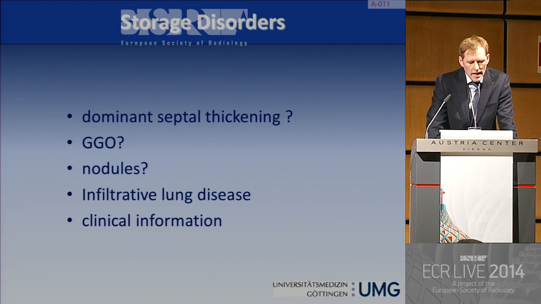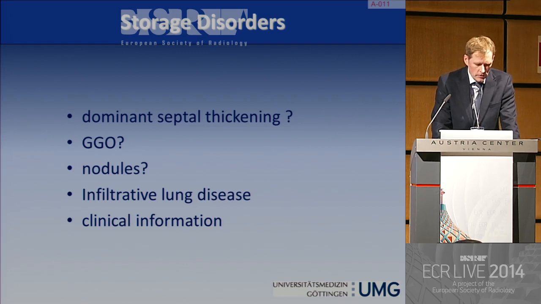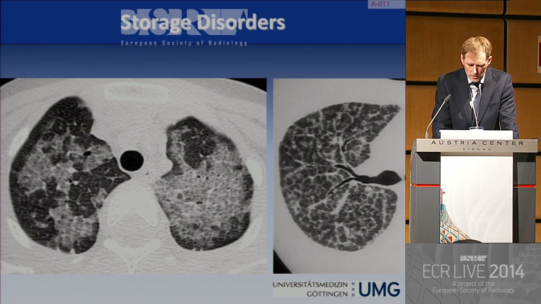Is there any evidence of possible storage disease? So do we have predominant or dominant septal thickening? Do we have ground glass opacities? Do we have nodules that are predominantly centrilobular? Otherwise, do we have perhaps infiltrative lung disease? And again, certainly the clinical information is very, very important in these patients.